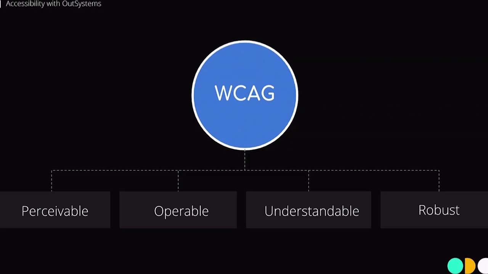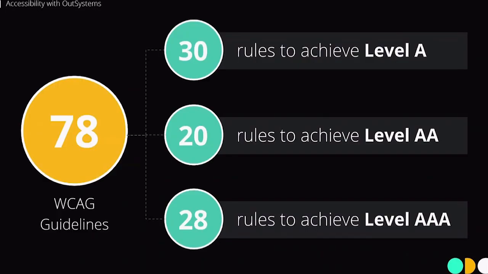We need to make it understandable. Our content must be readable for any existing technology. And we need to make it robust: the device and browser compatibility, so that existing technologies can read it. And these have a set of 78 guidelines that we need to follow, but they are divided into 3 levels. We have level A, AA, and AAA. When we start a project, we always need to know the level of accessibility for the UX, UI, and developers, what they need to follow to implement our accessibility.